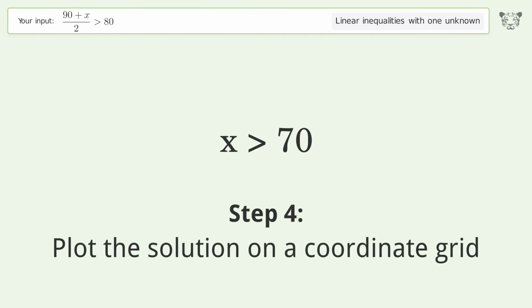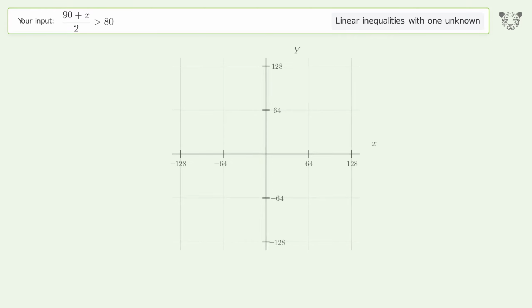Plot the solution on a coordinate grid. And so the final result is x greater than 70.